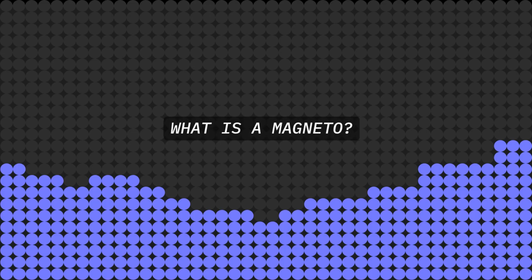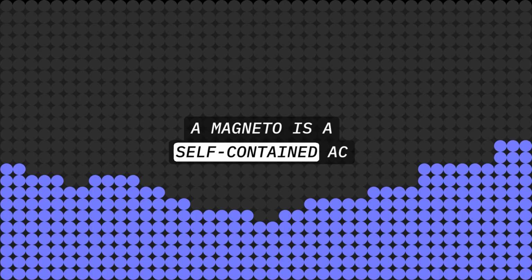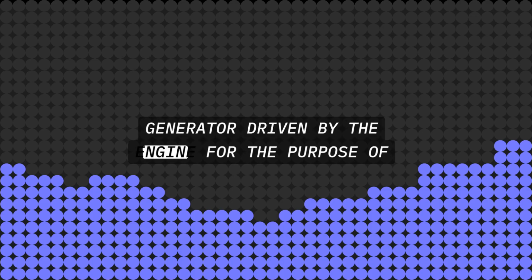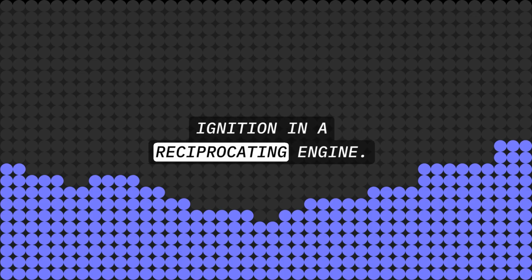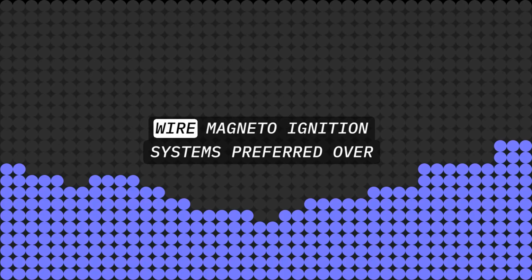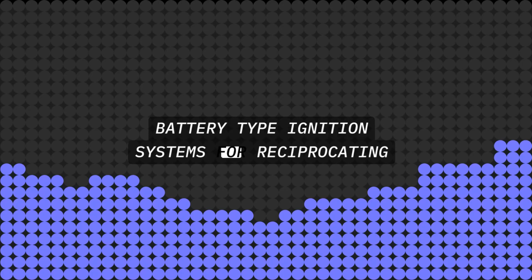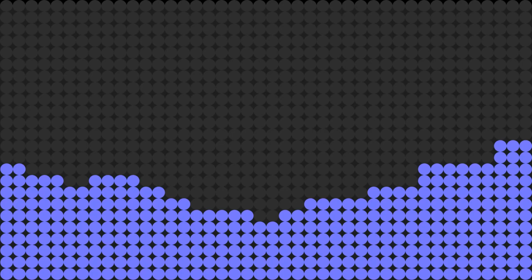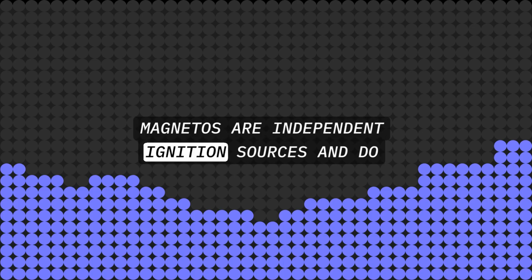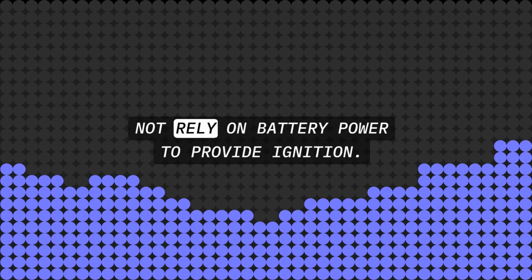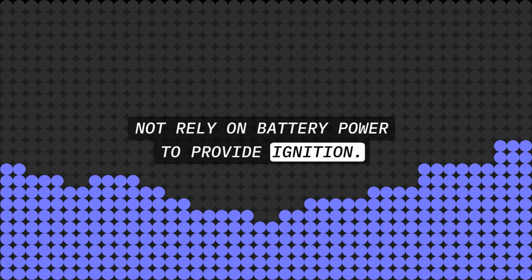What is a magneto? A magneto is a self-contained AC generator driven by the engine for the purpose of ignition in a reciprocating engine. Why are magneto ignition systems preferred over battery-type ignition systems for reciprocating engines? Magnetos are independent ignition sources and do not rely on battery power to provide ignition.